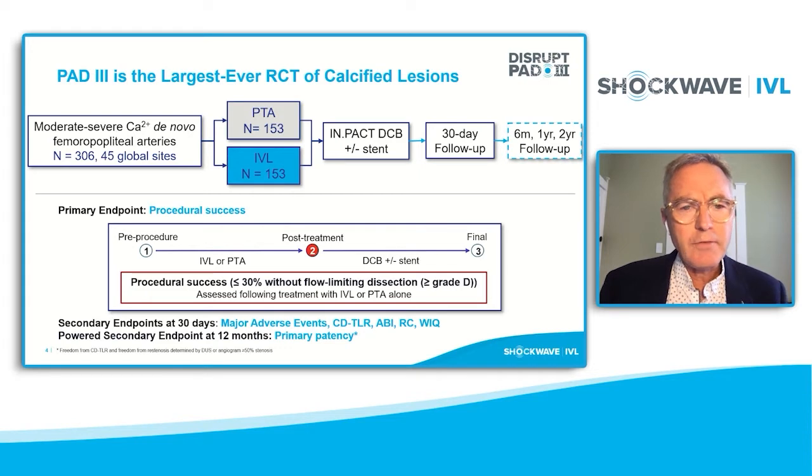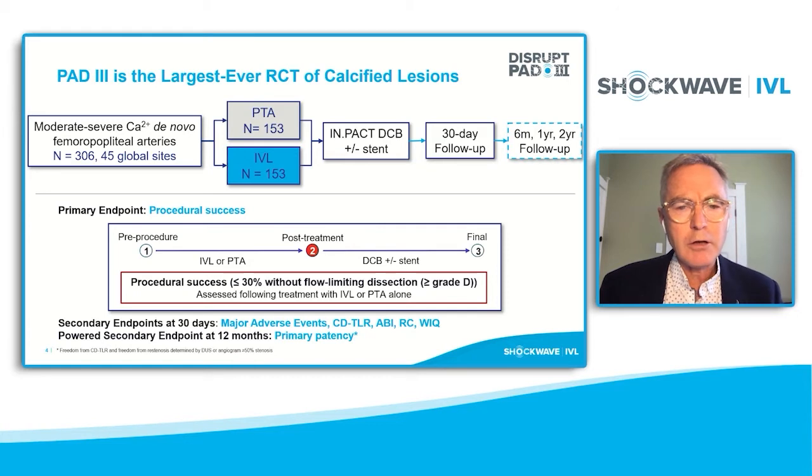Just looking at the design of the trial, all patients needed to have moderate to severe calcification and femoropopliteal lesions. As mentioned, 306 patients were randomized for vessel preparation to conventional angioplasty, PTA, or intravascular lithotripsy in equal numbers. The patients then received an anti-restenotic therapy in terms of the Medtronic IMPACT drug-coated balloon, as well as a stent if required, and they had follow-up initially at 30 days and then longer follow-up.